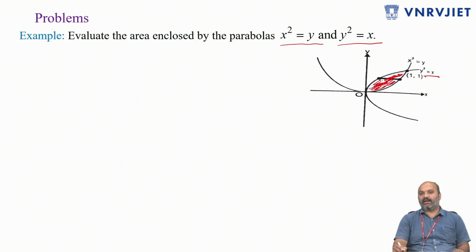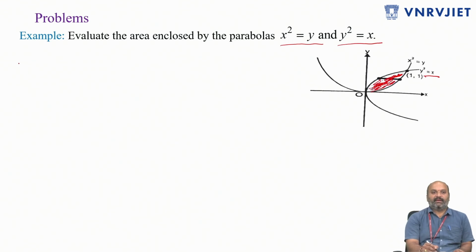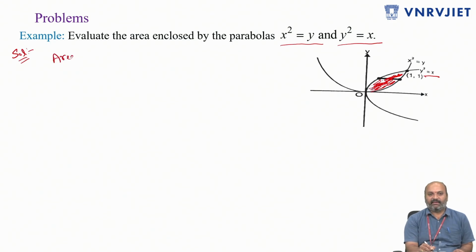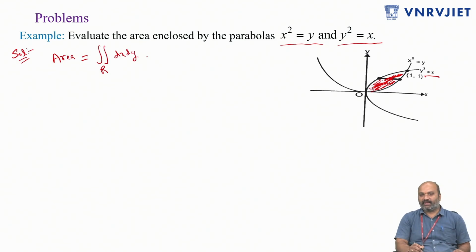Now to evaluate a double integral, we generally consider a vertical strip or horizontal strip in the region, identify the corresponding limits and evaluate. So first, what is the formula to determine area? Area is the double integral over the region R of dx dy.